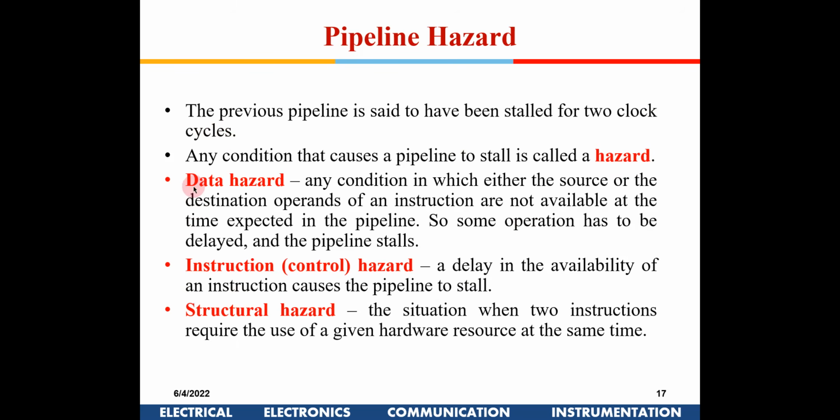There are 3 types of hazards. One is known as data hazard, one is known as instruction hazard, and then there is a structural hazard. A data hazard is any condition in which the source or destination operands of an instruction are not available at the time expected. We'll see some examples so it will become clear. An instruction hazard is when the instruction is not available, and a structural hazard is when the same hardware is required by 2 different instructions. We'll see each of them separately.